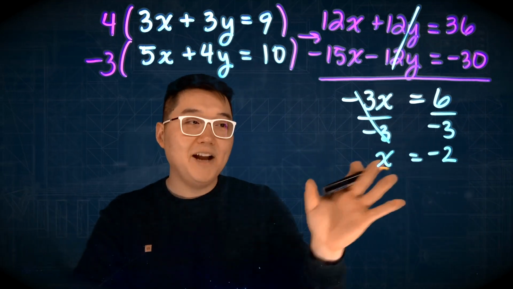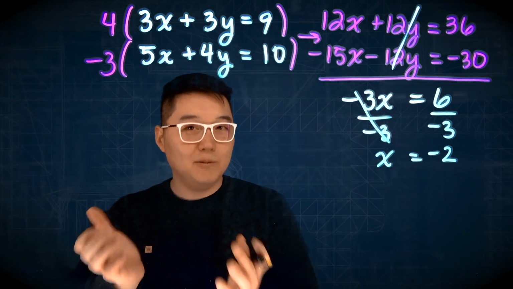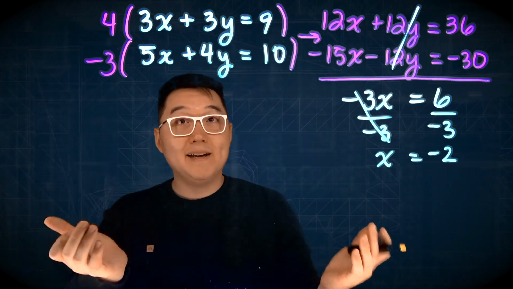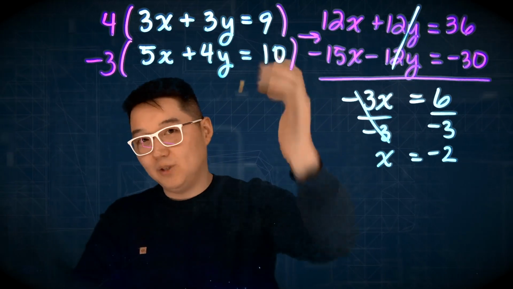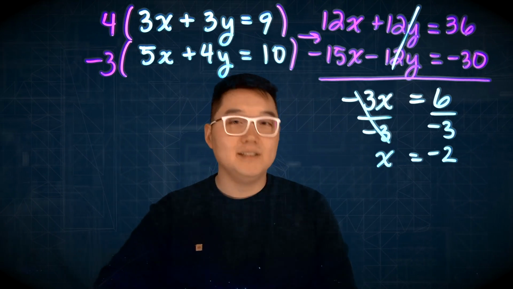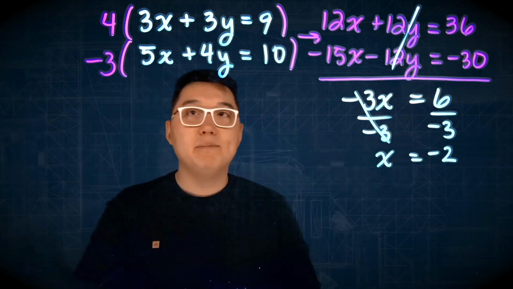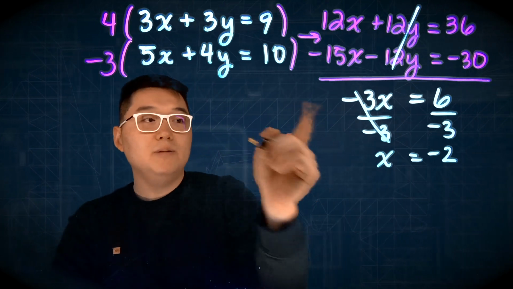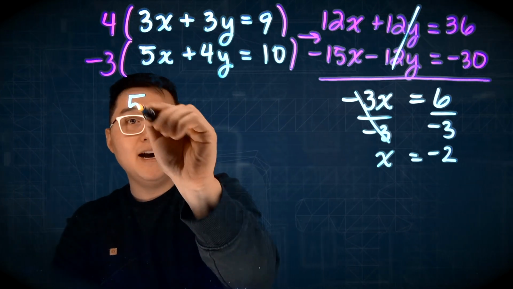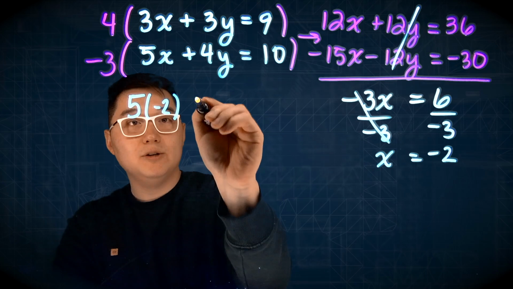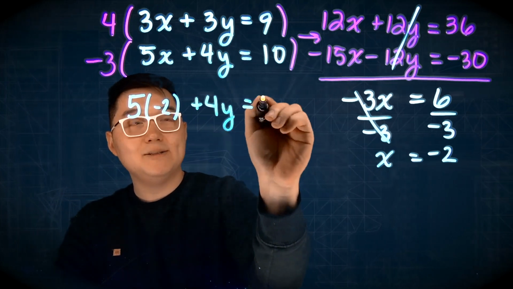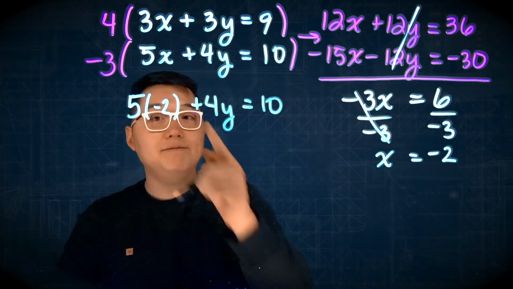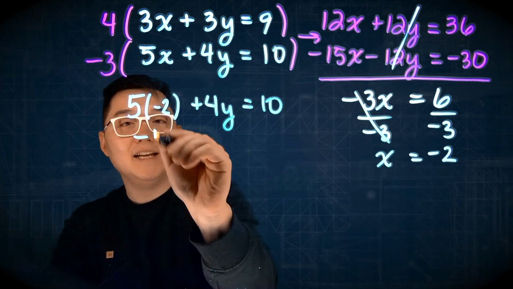So again, how do you find the other part, the y? We can just plug it back in. And again, it doesn't matter which one you plug it into, you get the same solution either way. Let's go ahead and plug this one into the second equation. So we have x is negative 2. So 5 times negative 2 plus 4y has to equal 10. 5 times negative 2 though is negative 10.